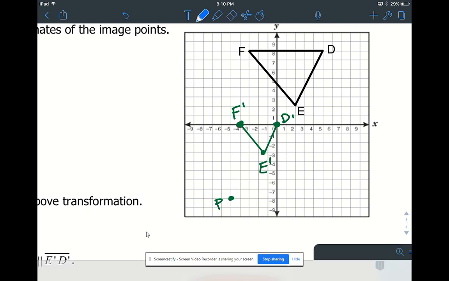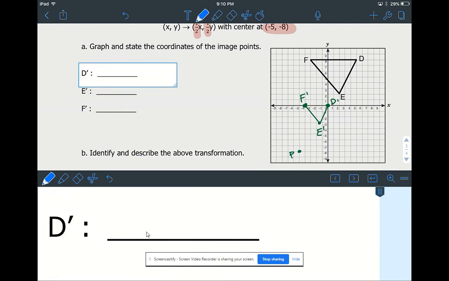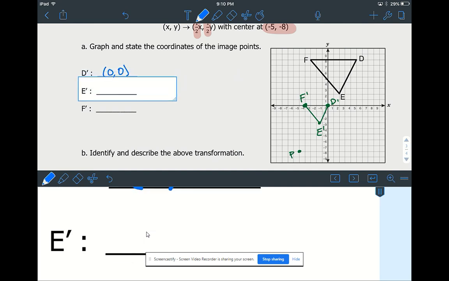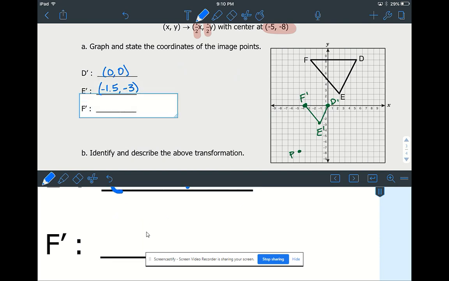All right, we need answers over here, or ordered pairs, sorry. So state the coordinates. D prime is at 0, 0. E prime, we went left 1.5, so negative 1.5, perfectly legal. And then negative 3 for the y value. And then F prime is at negative 4, 0.